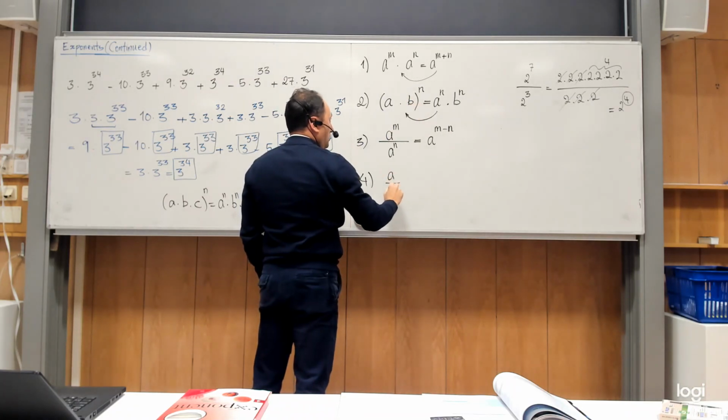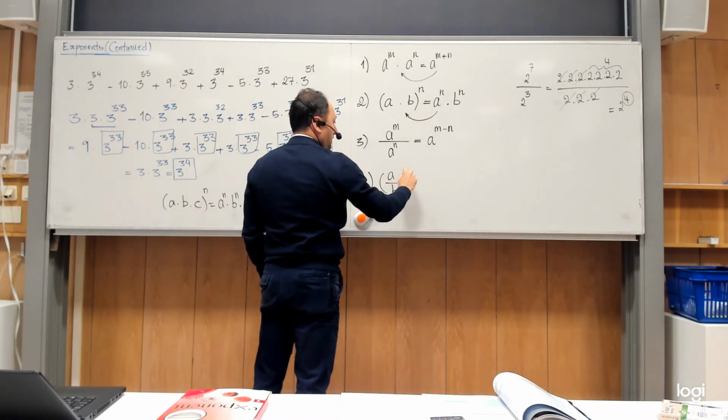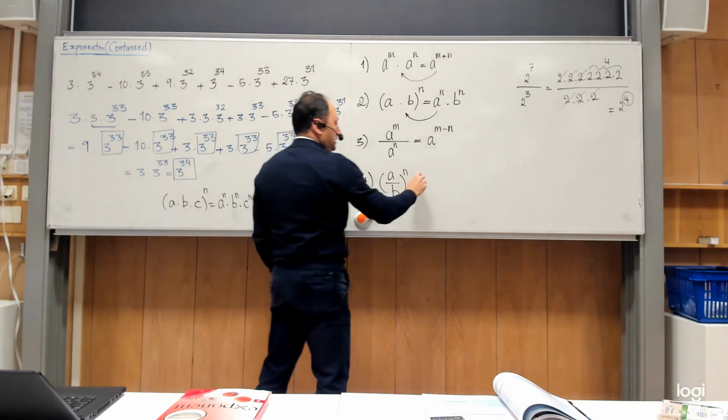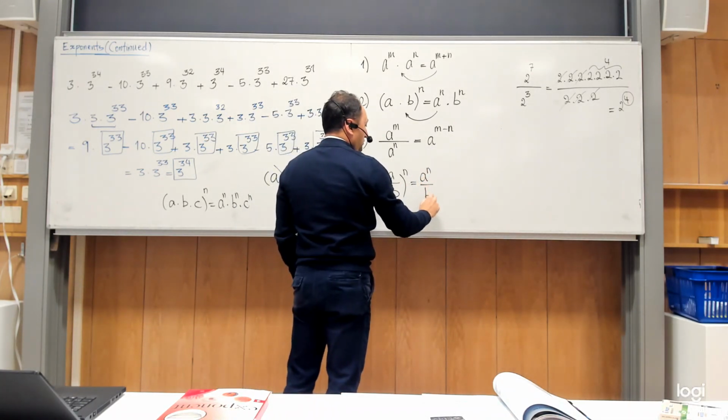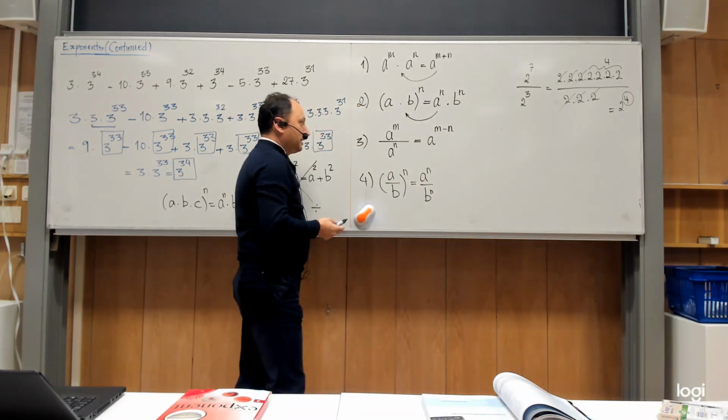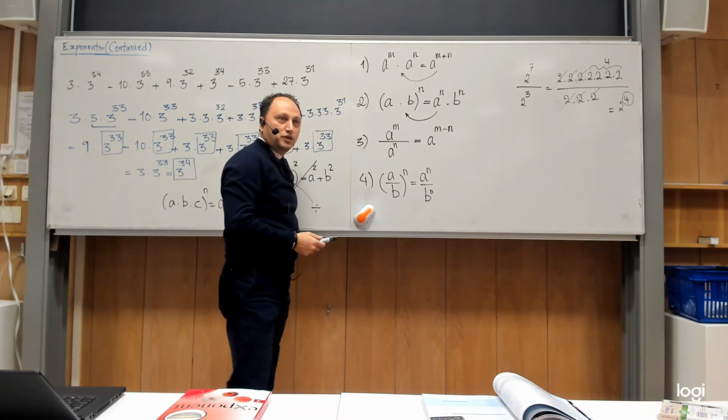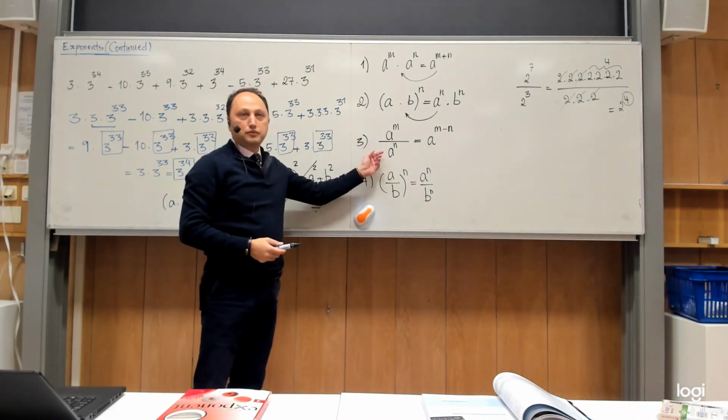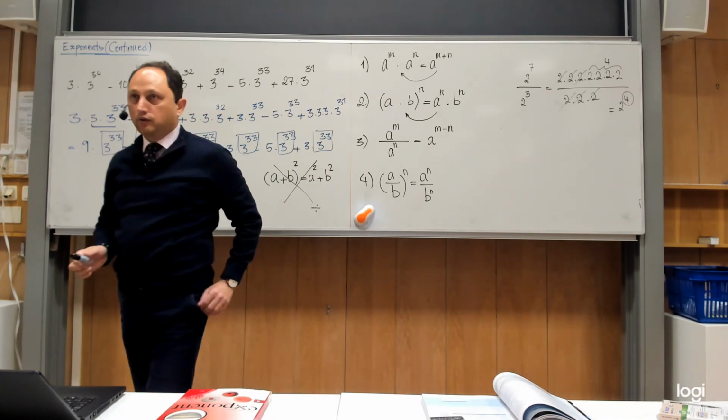(a over b) to the power of n. This is also very important. This becomes a to the n over b to the n. Now I'm asking you again, like a poetry, yes? So just read this formula in pure English for me, in your own language.